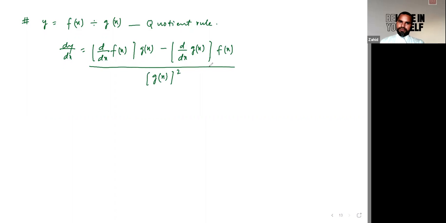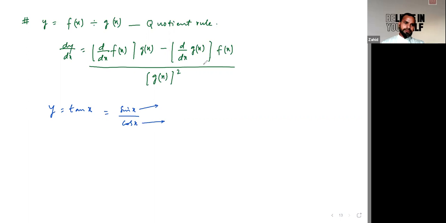Like in the product rule there was a plus sign here, but in the quotient rule we have a negative sign, and the whole thing is divided by the square of the denominator. So how to apply this? I'm giving you one problem. Let's say we have to calculate the differentiation of tan x. There is no direct rule to find this, so you will break it as sine x divided by cos x. This will be your numerator and this will be your denominator.